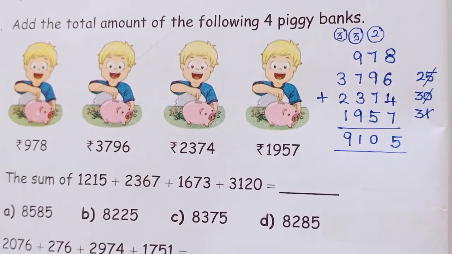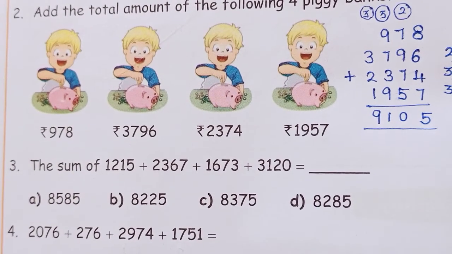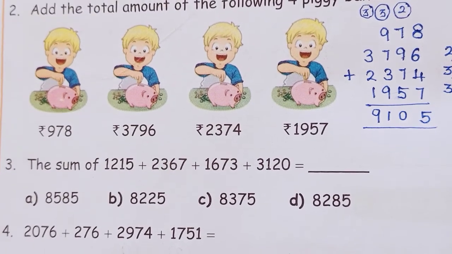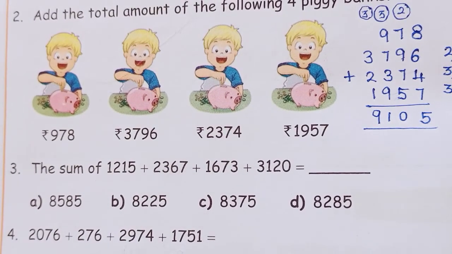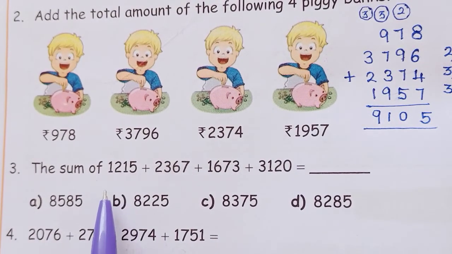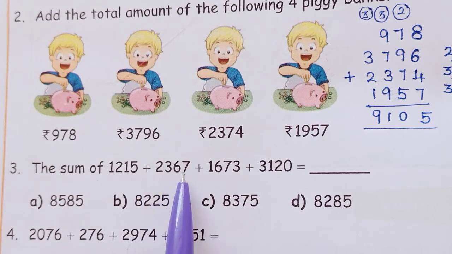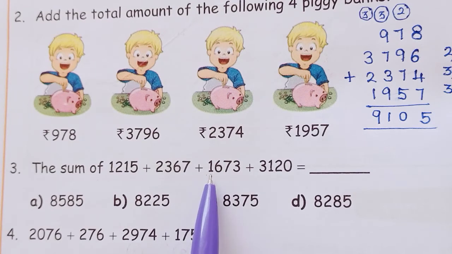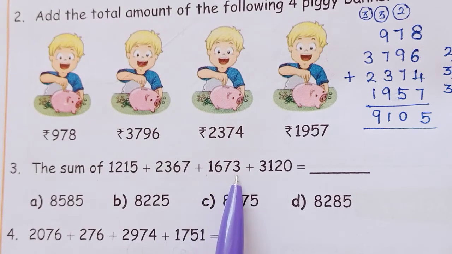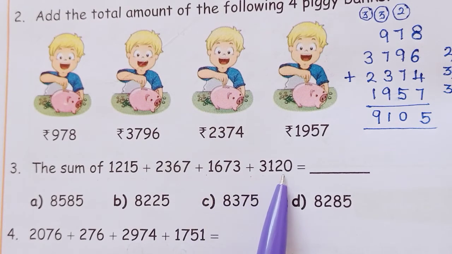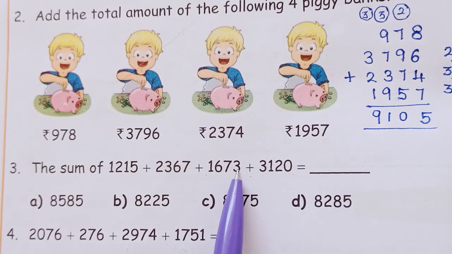Then see the next one, the third sum. The sum of 1215 plus 2367 plus 1673 plus 3123. Add the ones column.